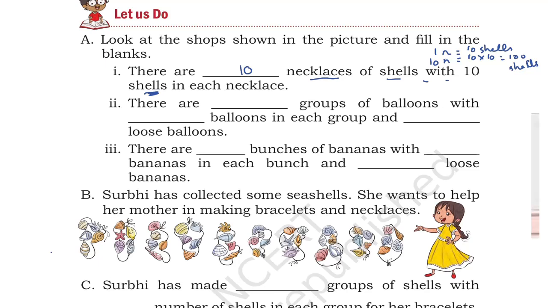Coming to question number 2, there are dash groups of balloons with dash balloons in each group and dash loose balloons. So we need to find three things here. One is the groups of balloons, how many balloons are in each group, and the loose balloons. Let's go back to the picture and look at our balloons.